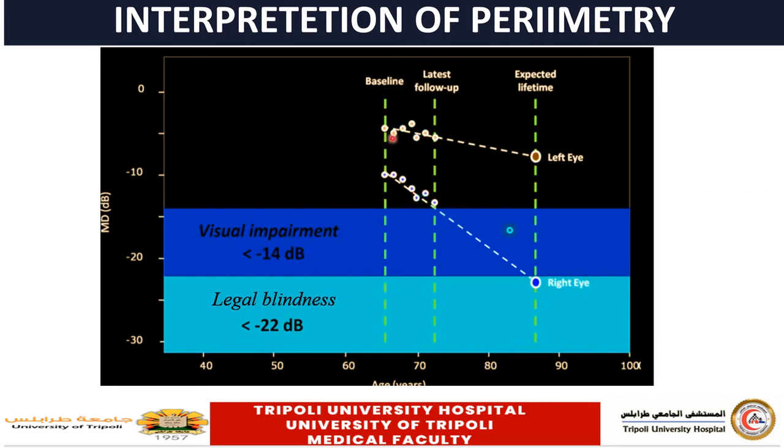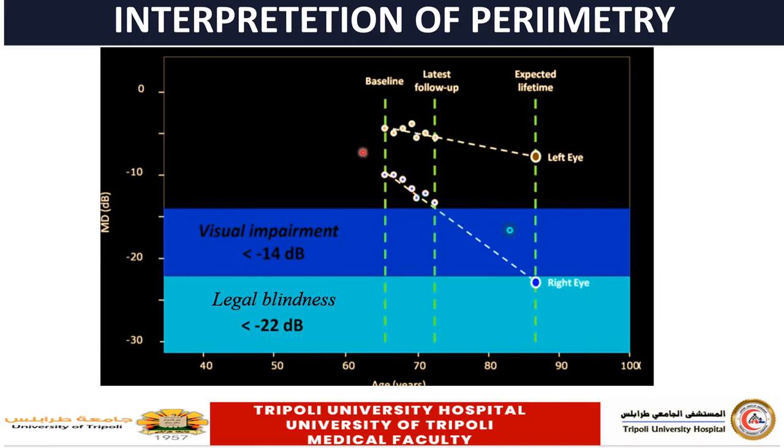Now, in this case, this is the trend analysis for the right eye and for the left eye. As you can see, for the right eye, this is the progression over many years, and it is still above the normal threshold. However, for the left eye, there is a decline in the trend analysis, and this is the expectation over the next years. As you can see here, there is extrapolation for the sensitivity over the next few years.